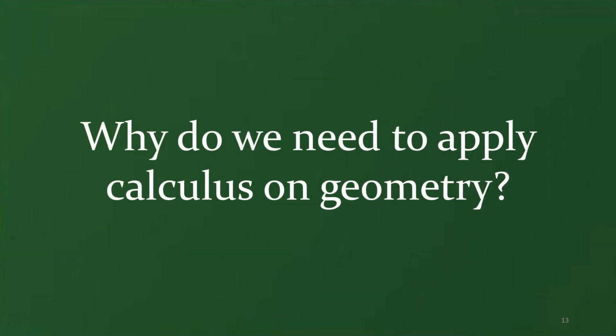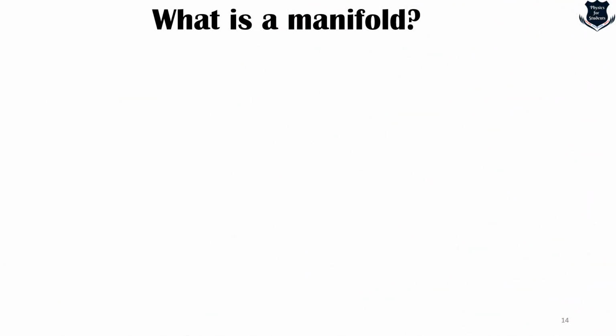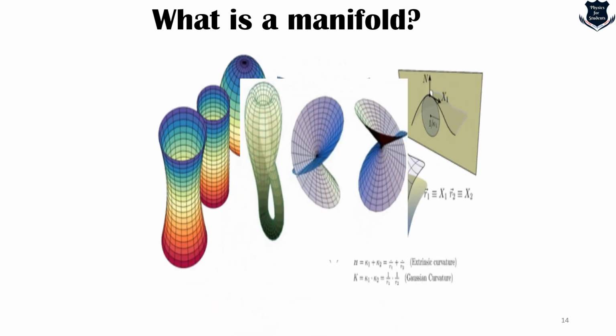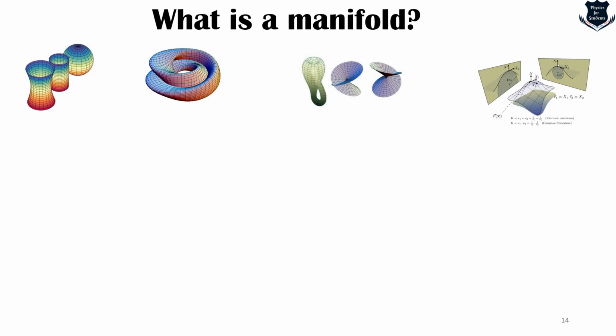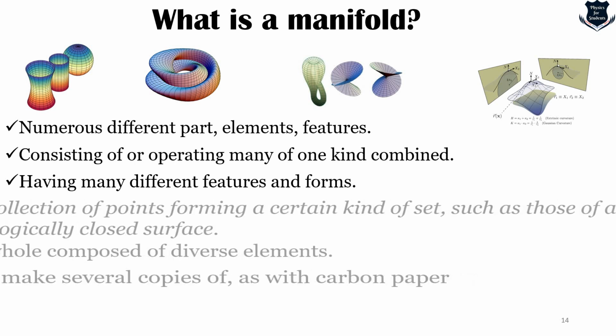Okay, now that we have understood what differential geometry is and what its applications are, what is most important is why at all we need to apply calculus and geometry. When we talk of applying calculus, we need to understand one simple concept which is called a manifold. These are different shapes, again kept in order to make you visualize what a manifold is. This is a very basic definition: numerous different parts consisting of or operating as one unit combined, having many different features and forms.